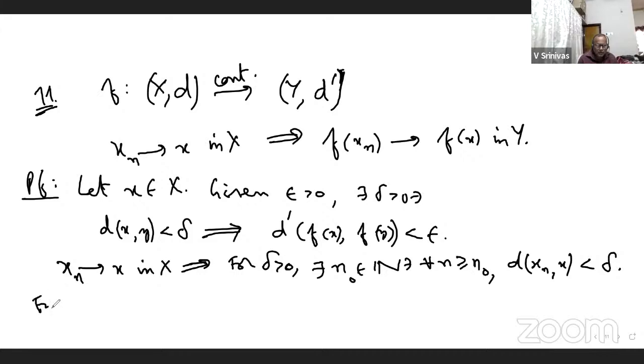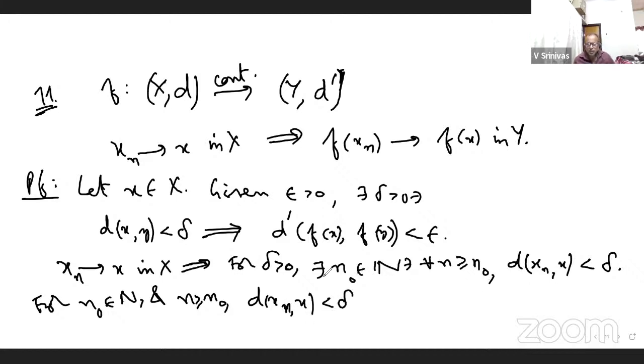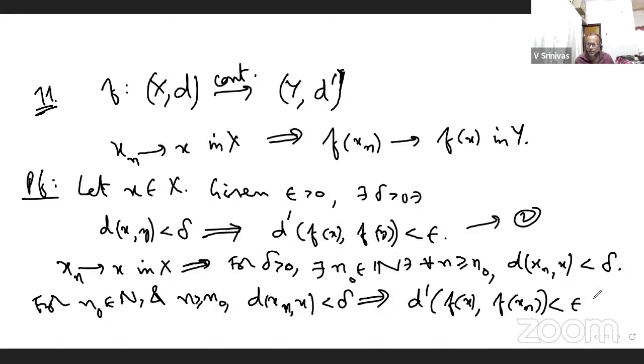So for n naught belonging to capital N, and n greater than or equal to n naught, you have d of xn comma x is less than delta. So if I take these n's which are larger than or equal to n naught, d of xn comma x is less than delta. Now in place of y I can take xn. So here I can take f of xn. If I call this 2, this implies d dash of f of x comma f of xn is less than epsilon by 2.